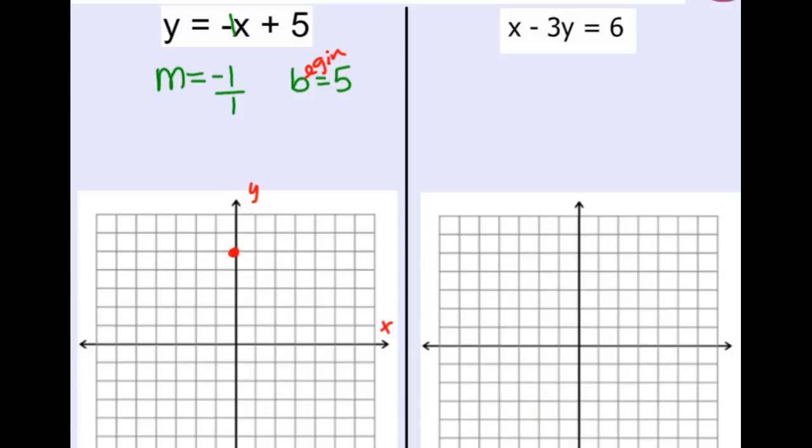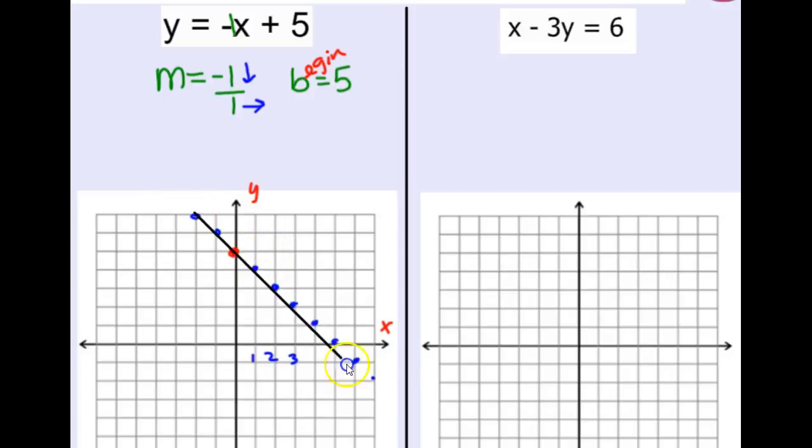And then m tells me how to move. Rise over run. And instead of going up for our rise, it says negative, which is going down. And then positive numbers here are to the right. So down 1, 1 to the right, down 1, 1 to the right. Or up 1, 1 to the left.